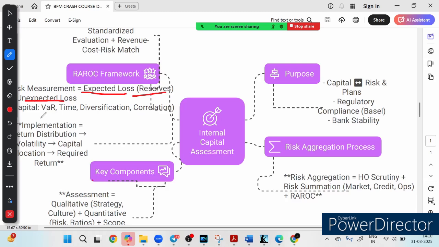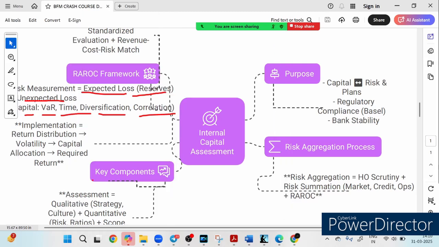By holding capital. Either we hold the capital, or we consider some factors like value at risk, time horizon, diversification, or correlation. So this is how we are basically measuring risk, by calculating the expected loss and the unexpected loss, right? So this RAROC framework is the coordination of this model. This RAROC measures risk by calculating the expected loss and the unexpected loss.